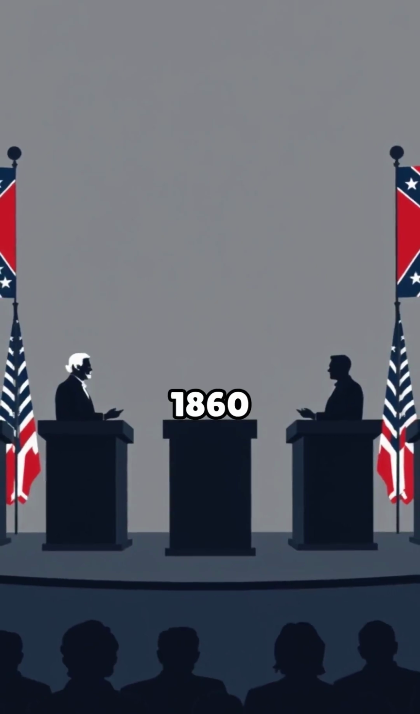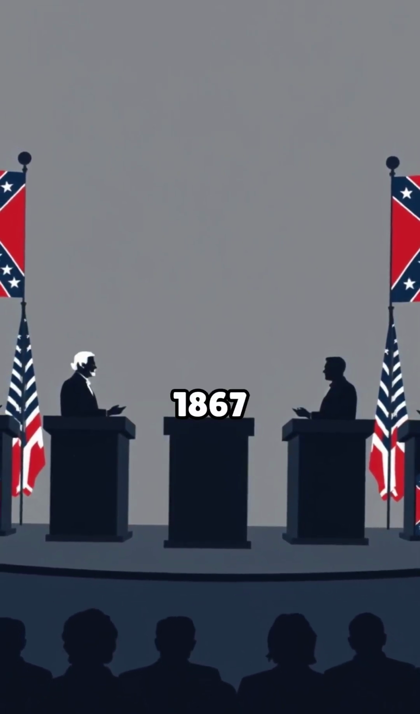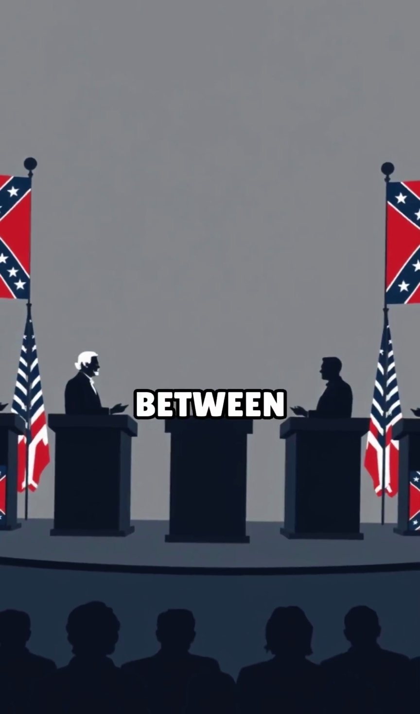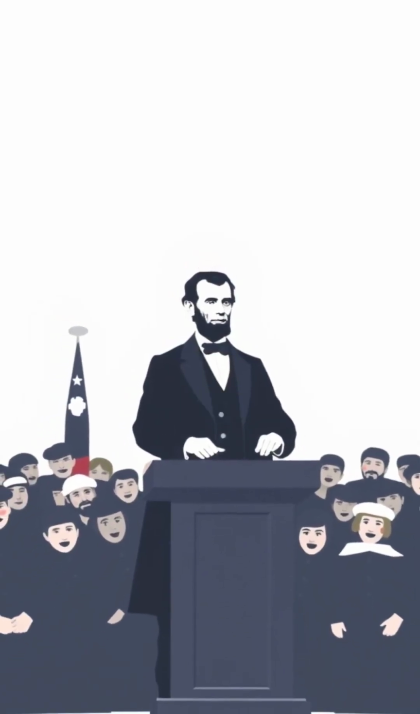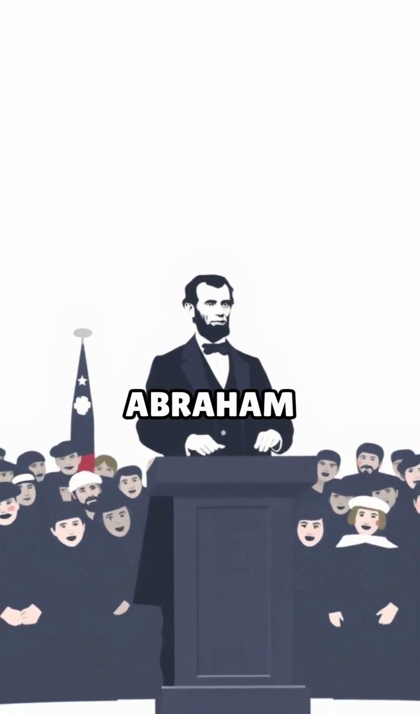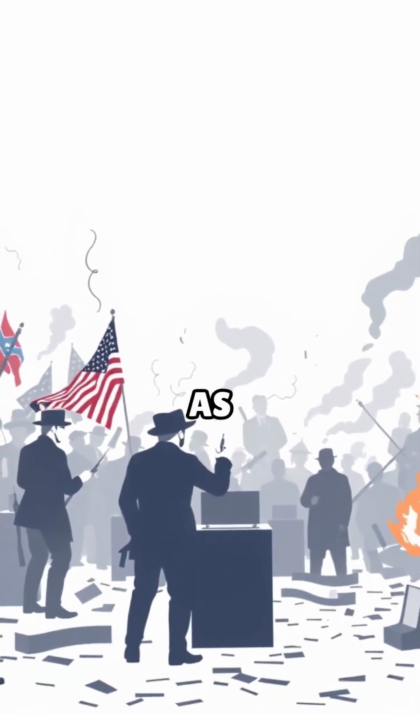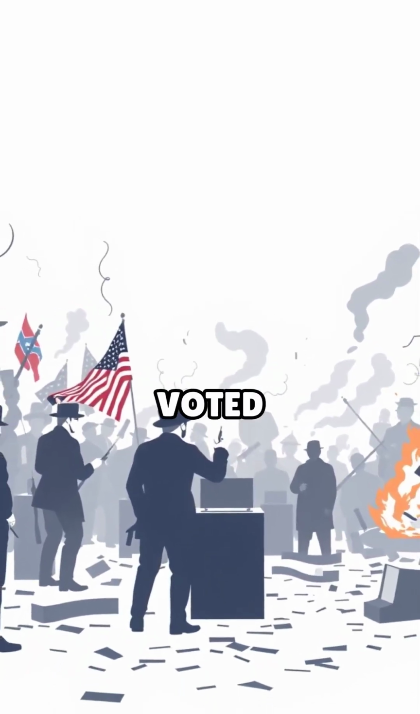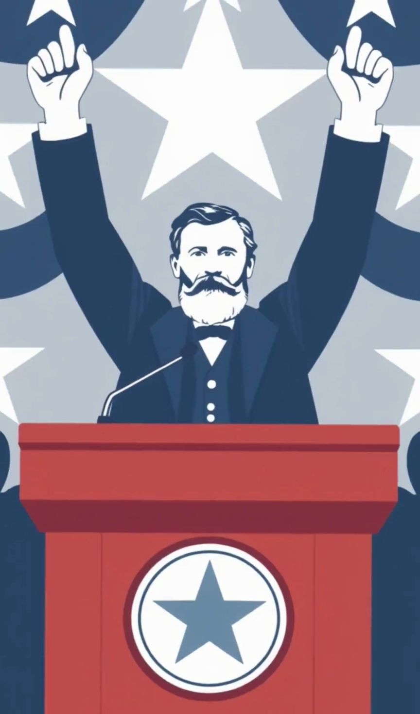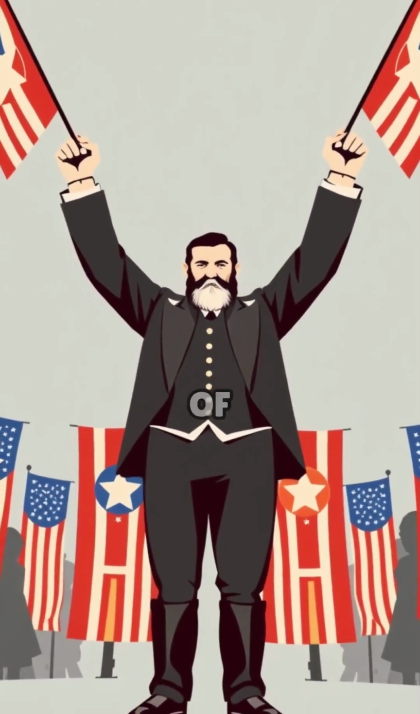Election of 1860. Abraham Lincoln defeated 3 other candidates in 1860. 7 southern states seceded between his election and his inauguration in January 1861. Election of 1864. Abraham Lincoln won re-election over George B. McClellan in 1864 as the Civil War continued. Only the states that had remained in the Union voted. Election of 1868. In 1868, Ulysses S. Grant defeated Horatio Seymour.